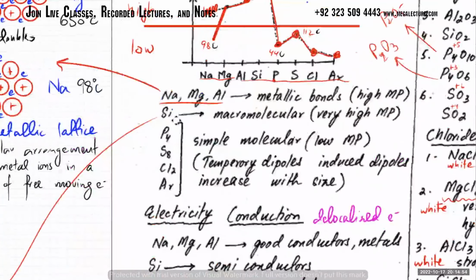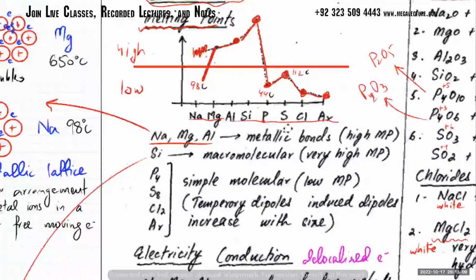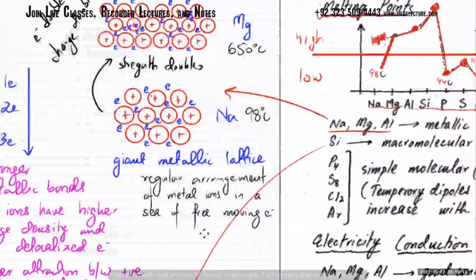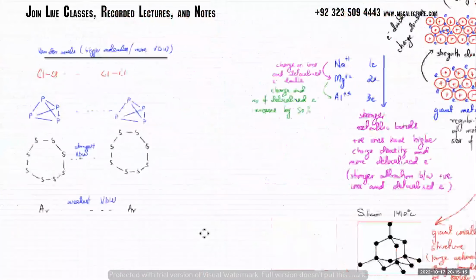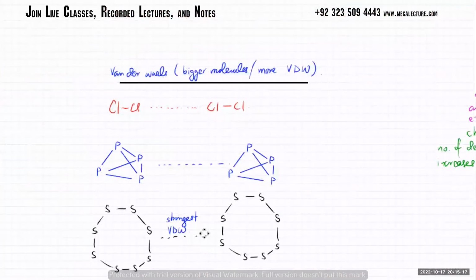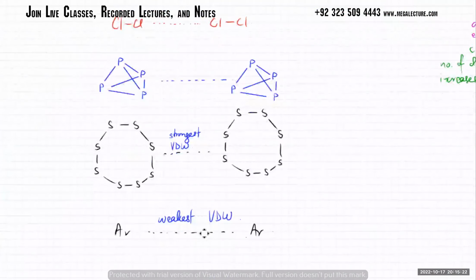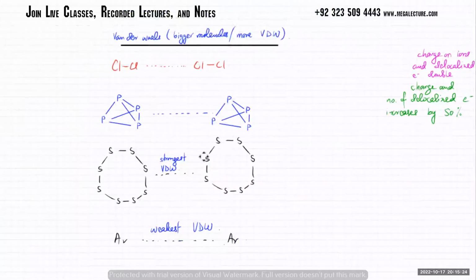So here you've got this part, which is phosphorus, sulfur, chlorine, and argon. What happens over here is, okay, these are simple molecules. They all have very low melting points. And why do they have such low melting points? The answer is that when you have simple molecules, they don't have anything to do with each other. These are the structures of all these simple molecules.